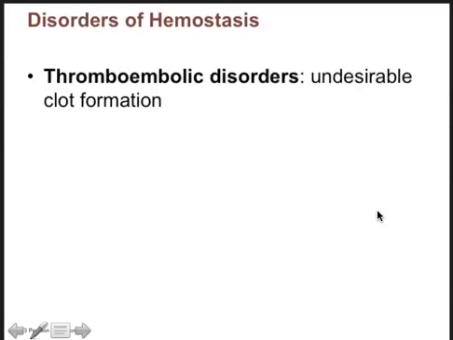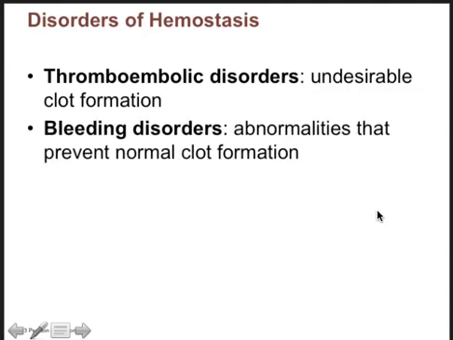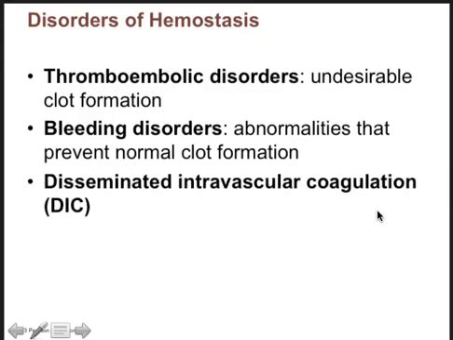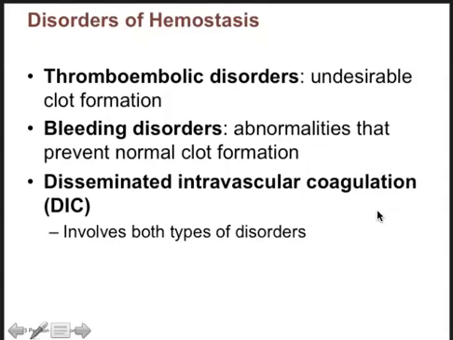There are sometimes when this clotting cascade doesn't work the way it's supposed to. These are called disorders of hemostasis, and you can probably guess what two classes they fall into, either too much clotting or too little clotting. Okay, and so within these two broad classes, thromboembolic disorders are undesirable clot formations, while bleeding disorders are abnormalities that prevent normal clot formation. Disseminated intravascular coagulation involves both types of these disorders, and essentially what happens in this disease is that you spontaneously clot throughout the body. And we already talked about the disastrous consequences of this.